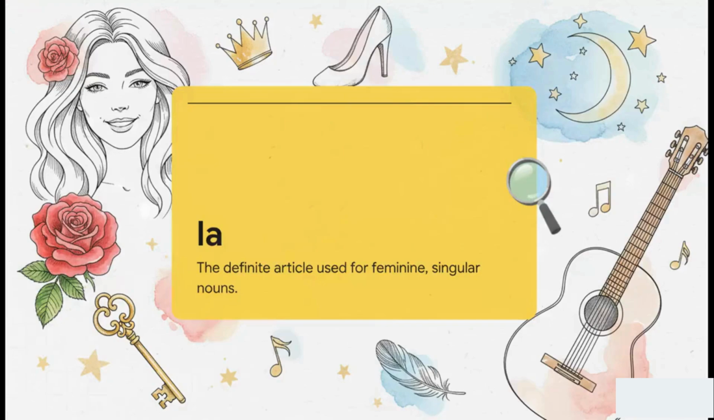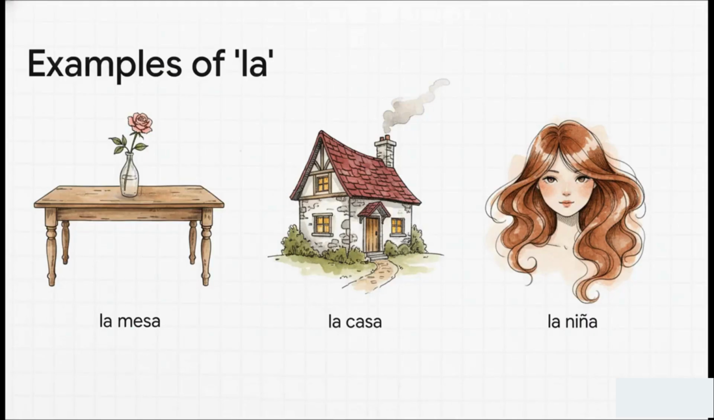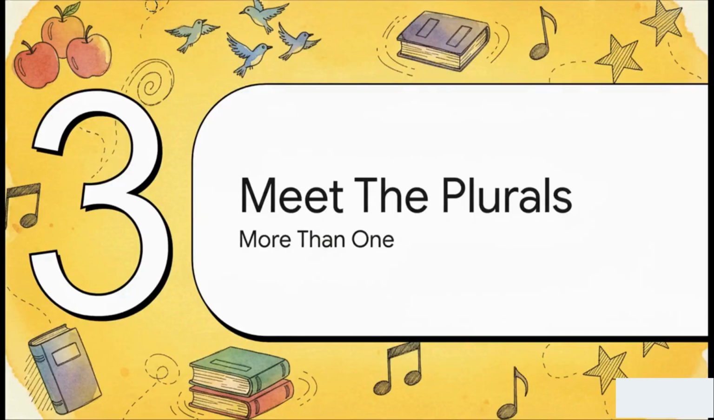Simple as that. Now, for the other side of the singular coin, if you have a noun that's feminine and there's only one of it, you're going to use la. Think of it as the direct partner to el. So you'd say la mesa for the table, la casa for the house, and la niña for the girl. Makes sense, right? One feminine noun always gets la. Awesome. You've already got half of them down.